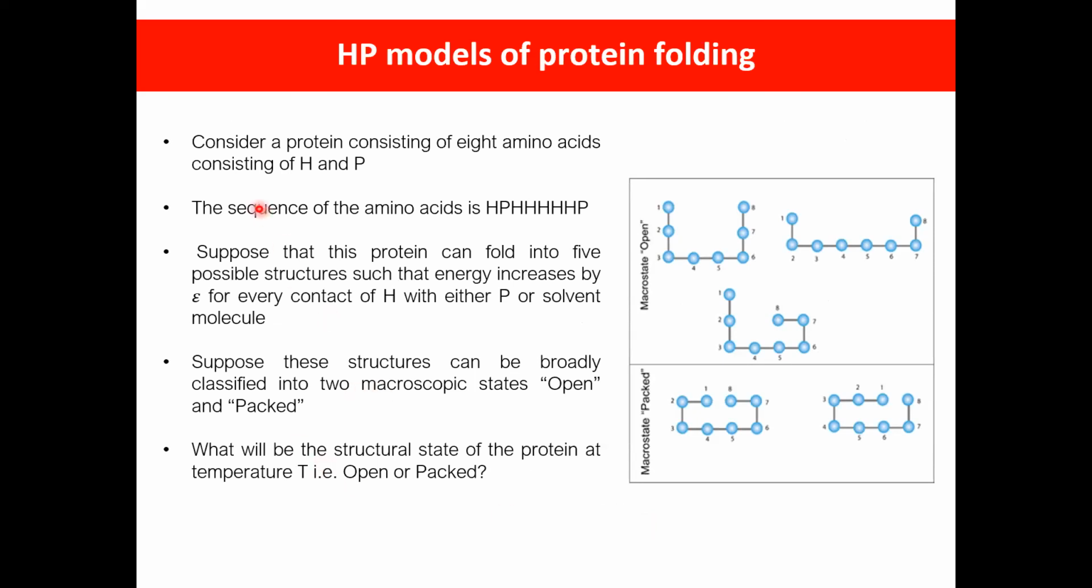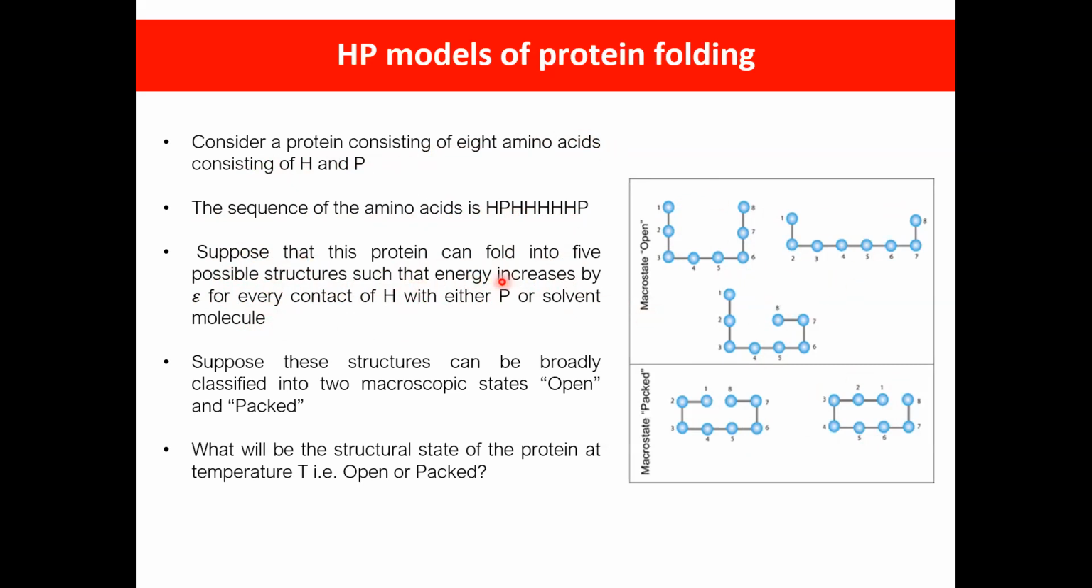So what is given in the problem is a protein consisting of 8 amino acids, H and P. The sequence of amino acids is H, P, H, H, H, P. Further, it is given that this protein can fold into 5 possible structures, such that energy increases by epsilon for every contact of H with either P or a solvent molecule. Let's say that this protein can fold only in 2D, and these are the 5 different possible configurations in which it can fold.